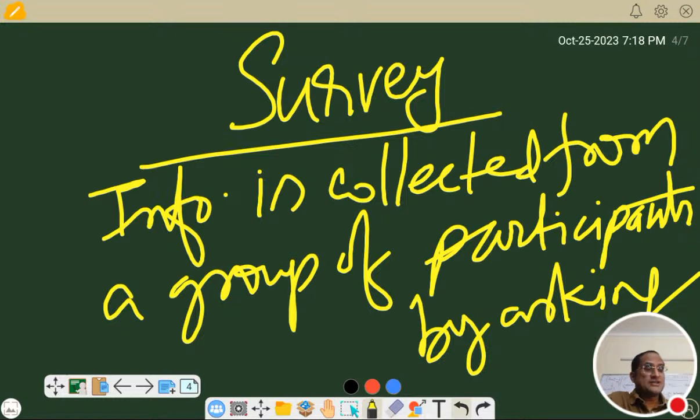The data collection can be quantitative. They may be asked how many hours you are sleeping, or they may be asked, are you satisfied with the number of hours you sleep? That is qualitative data. When we are asking questions about their opinion, beliefs, that is qualitative. Quantitative is when you are asking a particular question, how many hours are you sleeping? That kind of question is quantitative.